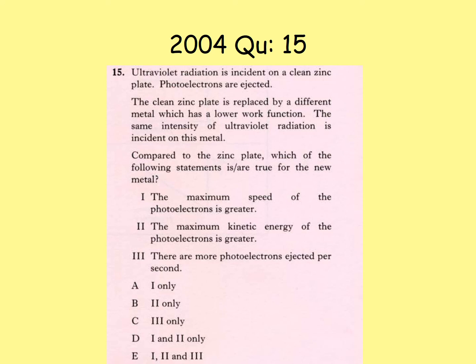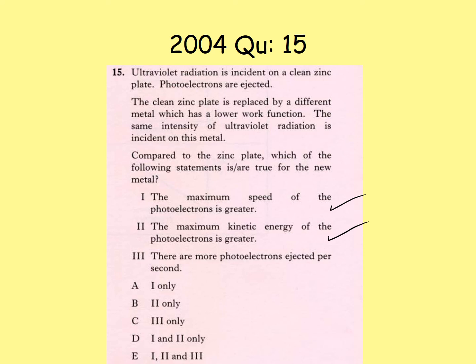Statement number 1. The maximum speed of the photoelectrons is greater. True. Now the reason why this is true is because if we have a lower work function, that means the photons of light have more energy to give as kinetic energy. We're taking less of the energy of the initial photon on the surface to release the electron, so we have more energy to give as kinetic energy. If we give more kinetic energy to the particle, its velocity is going to increase. Therefore, statement 1 is true, and also statement 2 is true.